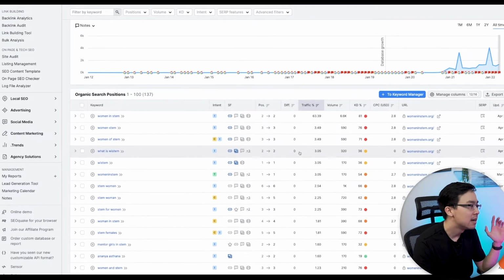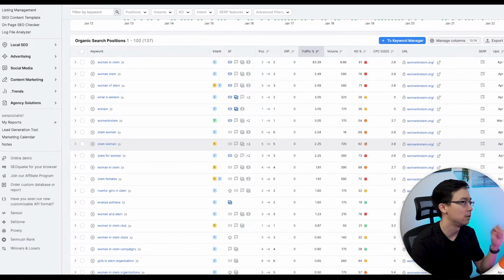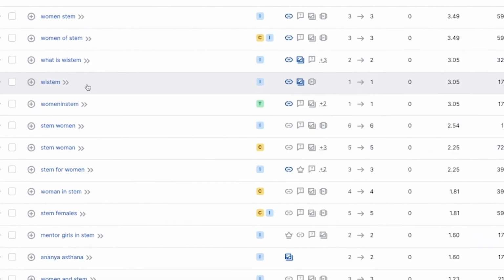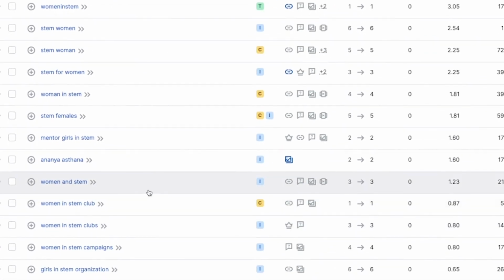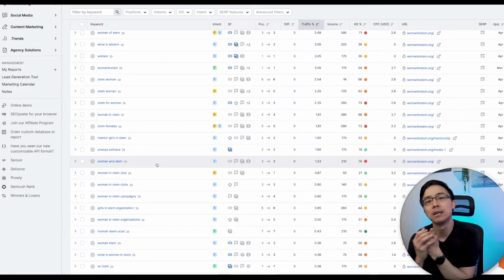And what I can do is I can see that these are some of the keywords that they are ranking really well for. Women in STEM, what is WISTEM, women in STEM, different derivatives of that, mentor girls in STEM. So you can see that these are some of the phrases that they're ranking really well for.